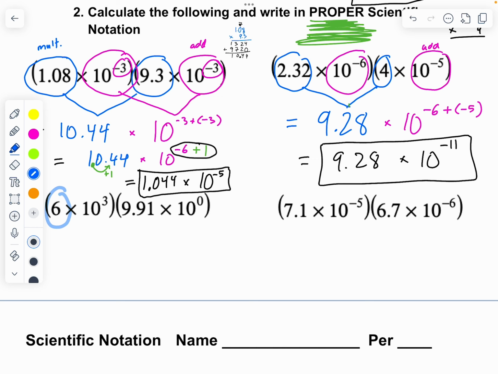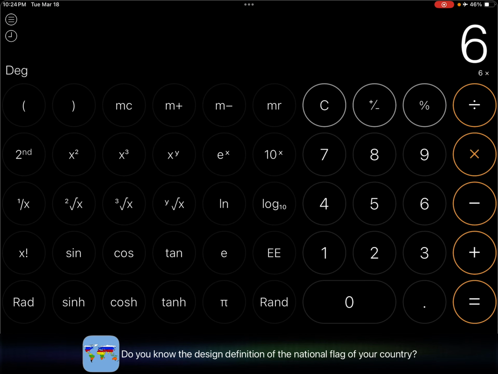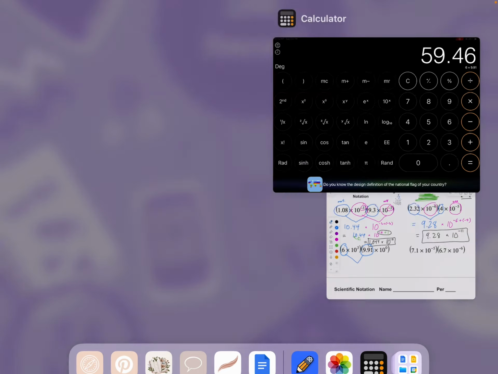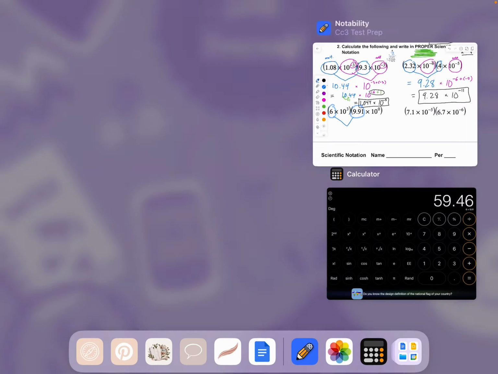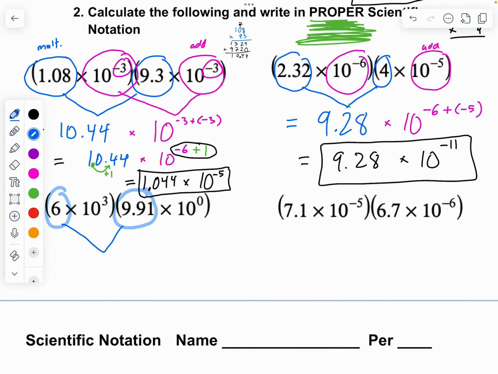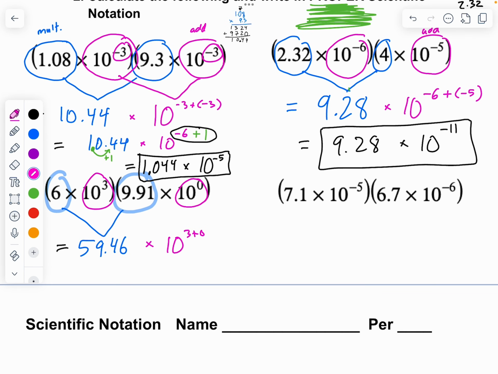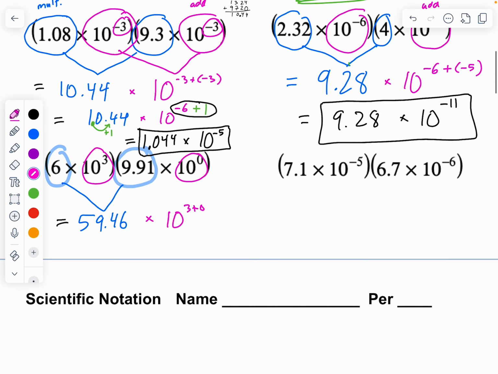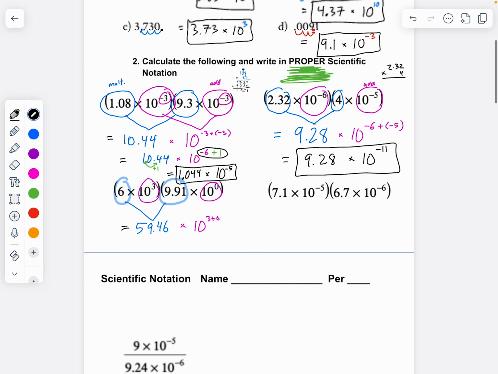Here we go. I'm going to multiply these two numbers, 6 times 9.91. To save time, I'm going to use a calculator. 6 times 9.91 gives me 59.46, right? Yep. If you did that already, good job. 59.46. Now the exponents. I have to add 3 and 0. Ooh, easy. Why is this easy? 3 plus 0 is kind of easy.